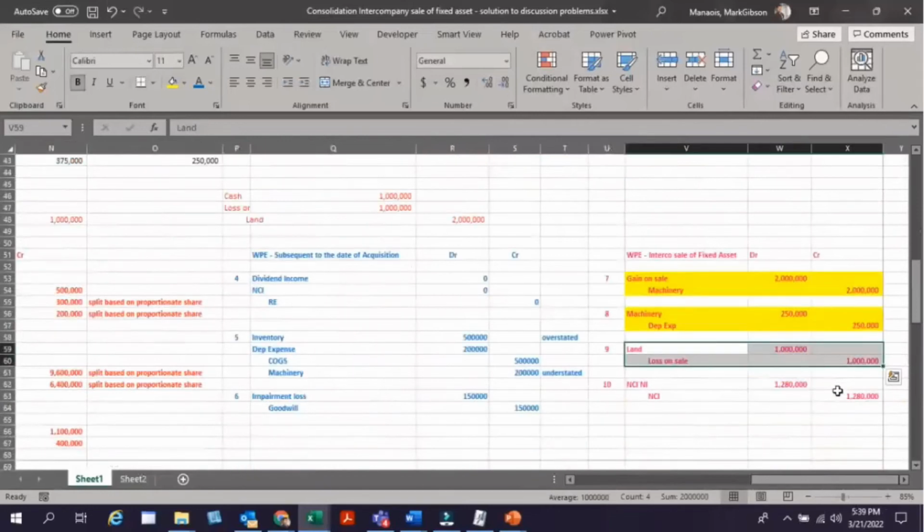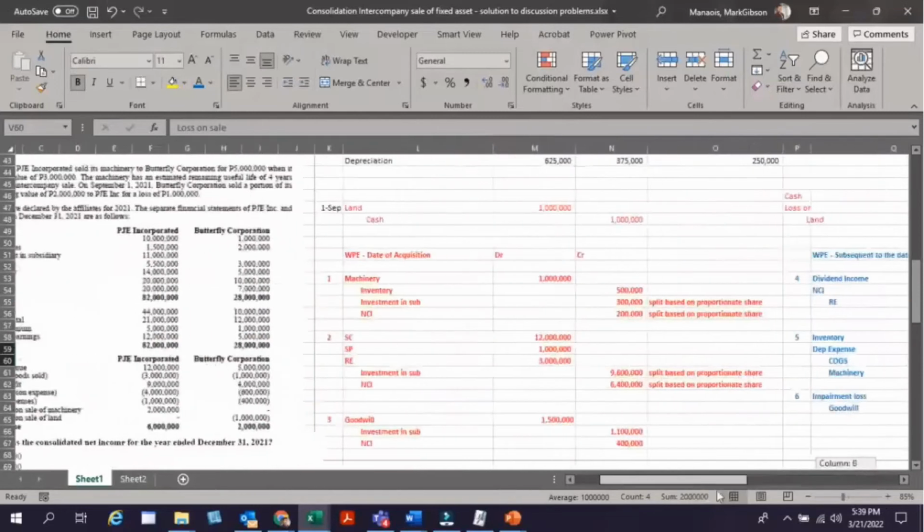Next, land and loss on sale. So remember si Butterfly, nagbenta kay PJE. Magkano yung value ng land sa libro niya? 2 million. Magkano binenta niya? 1 million. So Butterfly recognized loss on sale. Of course, we have to eliminate that. So debit land, credit loss on sale. So with this entry, naalis na natin yung loss on sale. Na-eliminate natin yan.